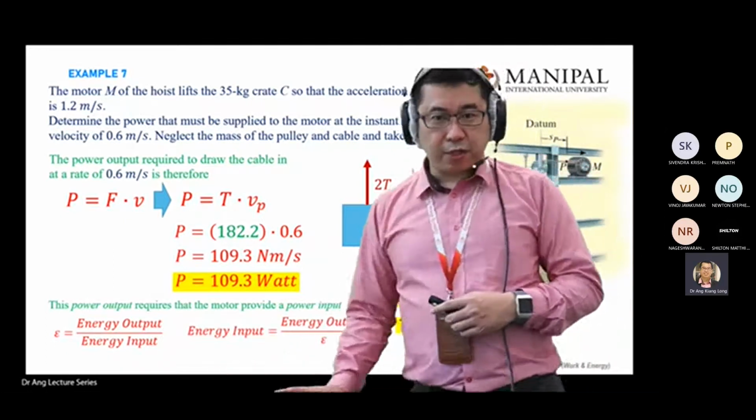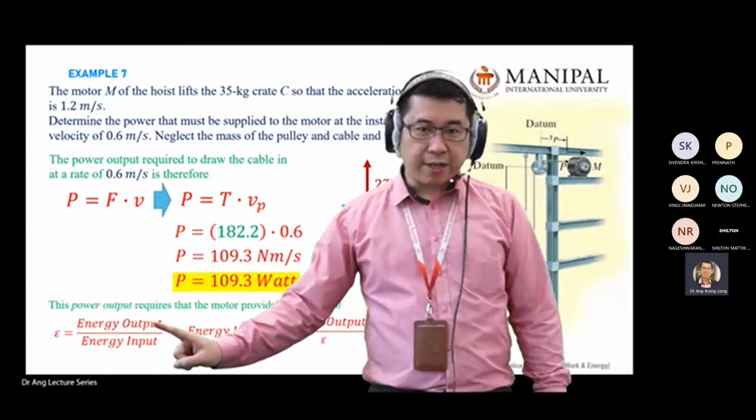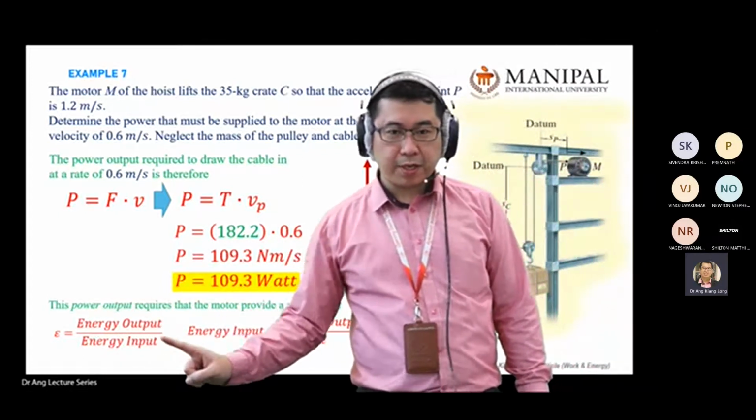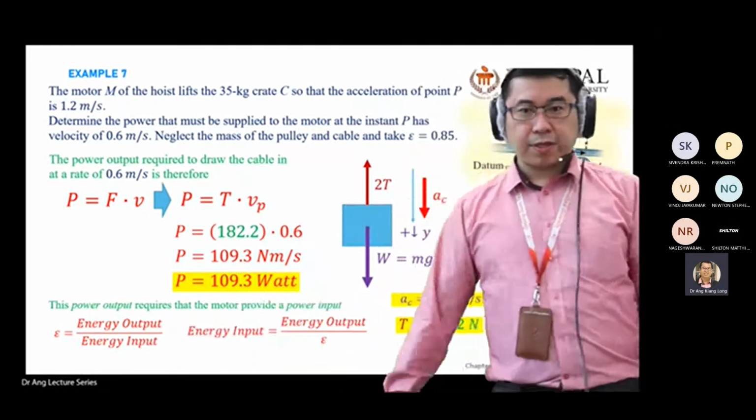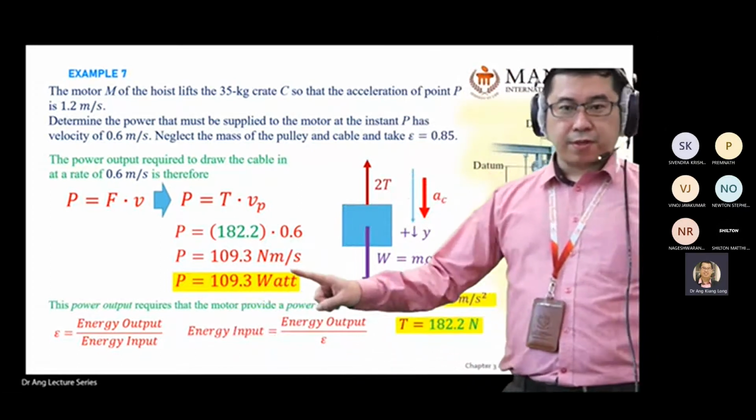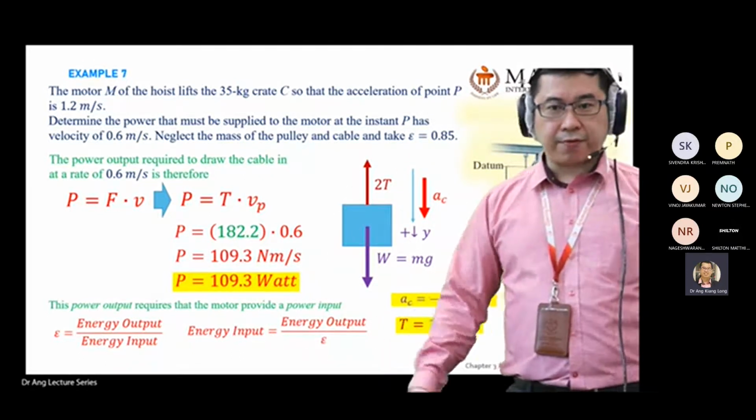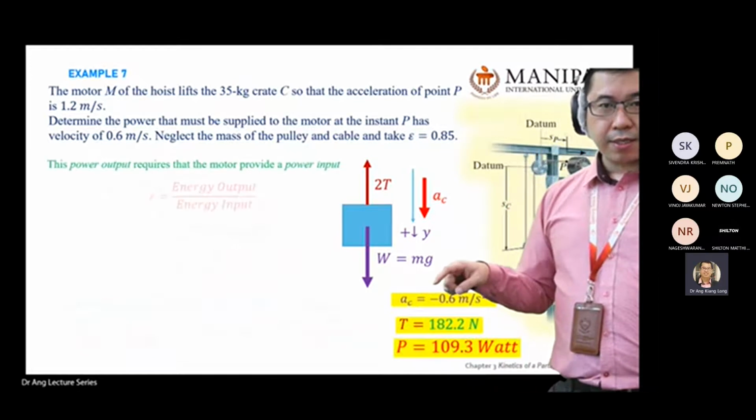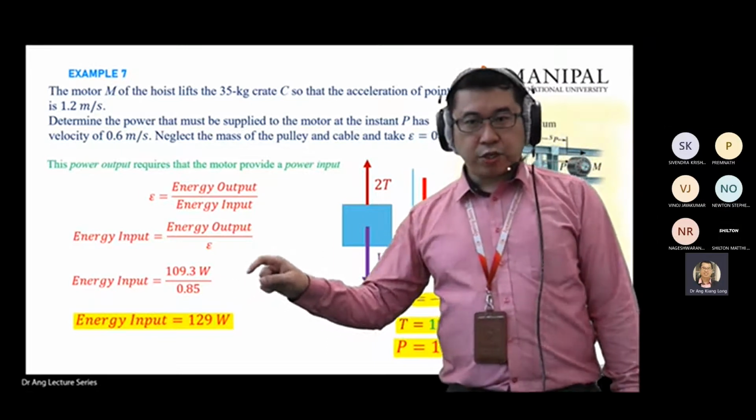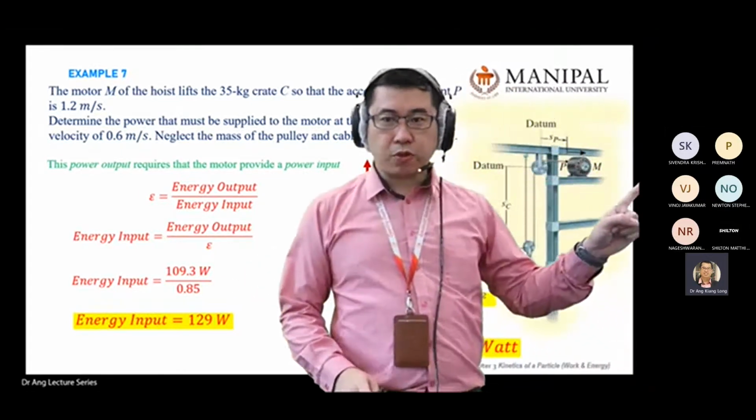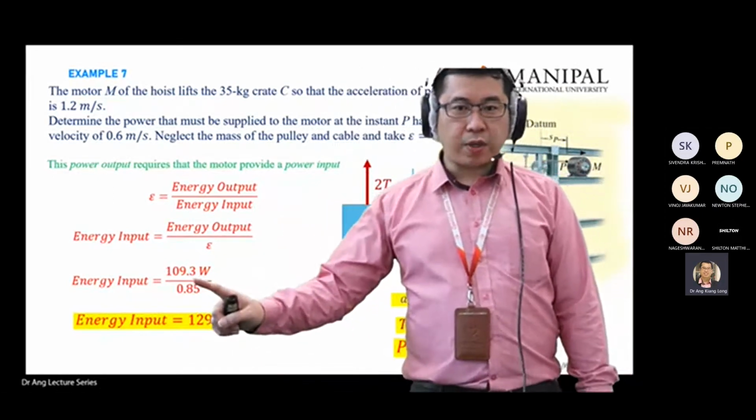So you just put in the equation and rearrange it. You have the number on the left hand side, the number from your calculation is the output. You need to find what your input is here. So you rearrange the mathematical model and substitute the value. This one is the output, with efficiency 85% or 0.85. So the power you need to supply to this motor is 129 watt, and not 109.3 watt.